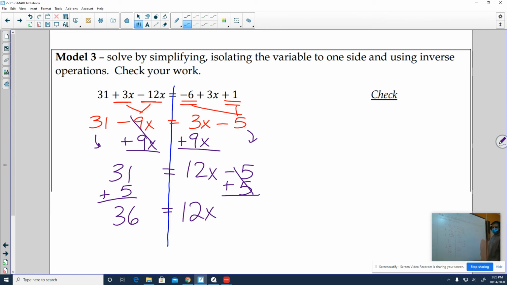And then we need to do one more step to isolate that variable. That's divide by the 12. Let's divide both sides by positive 12. So x is equal to 3.